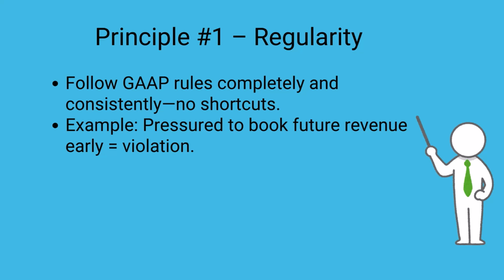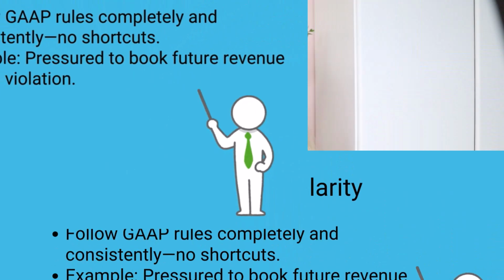Principle number 1, regularity. Stick to the standards. Now, this principle is all about playing by the rules. It means that as accountants, we are expected to follow GAAP standards consistently and fully. No shortcuts, no creative reinterpretations, no cherry picking the rules we like and skipping the ones we don't like. It's kind of like using a recipe. If you're baking a cake and it calls for 2 eggs, you don't just throw in 4 because you feel like it. Following this recipe gives you predictable results. Same with accounting. GAAP is the recipe. If everyone follows it, we can trust the outcome.